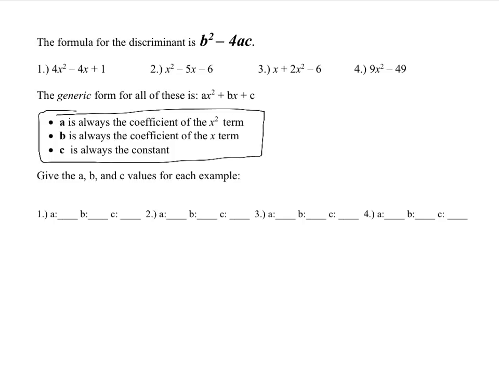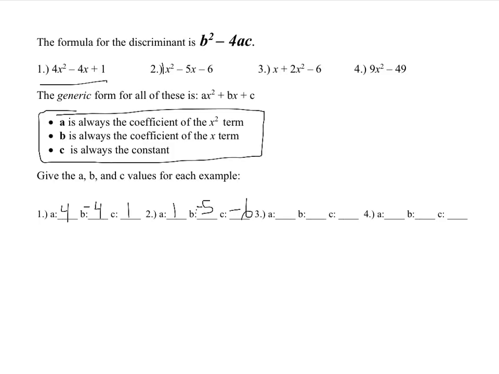Let's take a look at number 1. Number 1 says 4x squared minus 4x plus 1. To decide what a, b, and c are, the coefficient of x squared is 4, so a would be 4. The coefficient of x is negative 4, so that would be b. And my constant in the problem is 1. Number 2: a is the coefficient of x squared, and since there's not a number in front of x squared, we imagine there's a 1 there. So a is 1. b is the coefficient of x, which is negative 5. And c is my constant, which is negative 6.